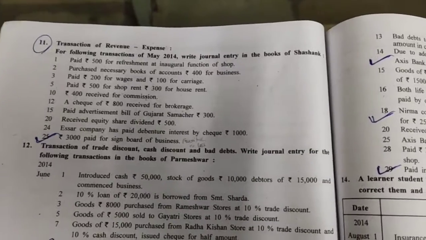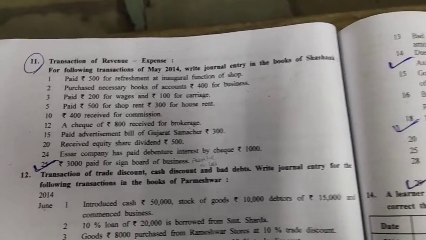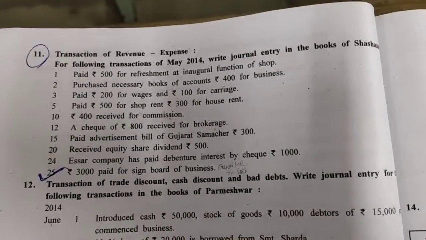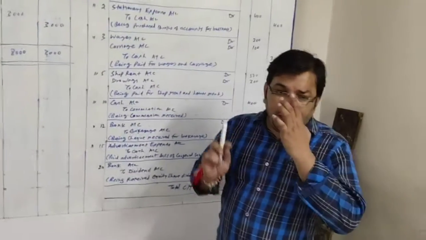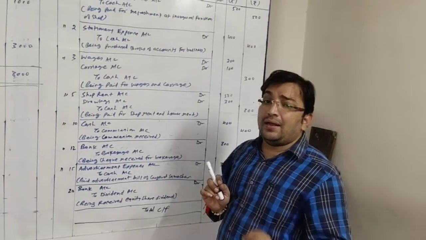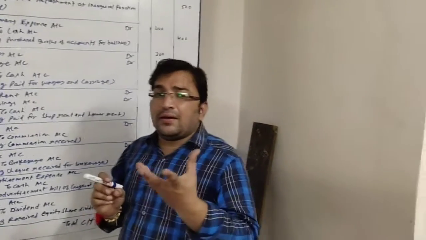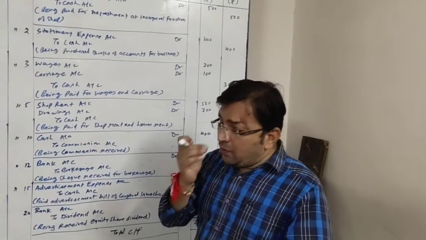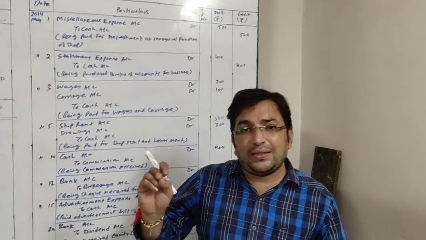Our format will start with the journal entries in the books of Shashank. The first transaction is paid rupees 500 for refreshment at inaugural function of shop. Here rupees 500 is paid for what? For refreshment at inaugural function of shop. Means when a shop is started, refreshment expenses are incurred. How much? 500.